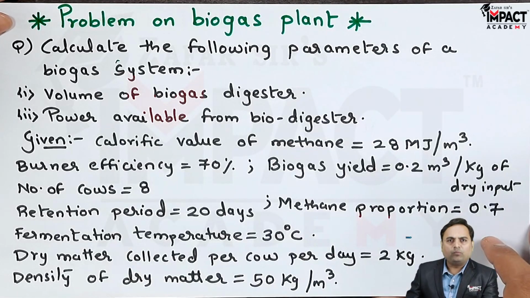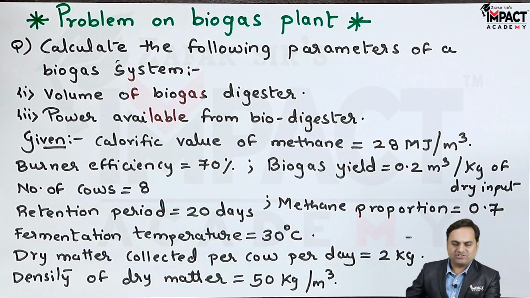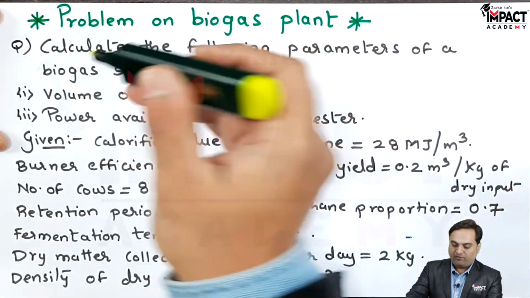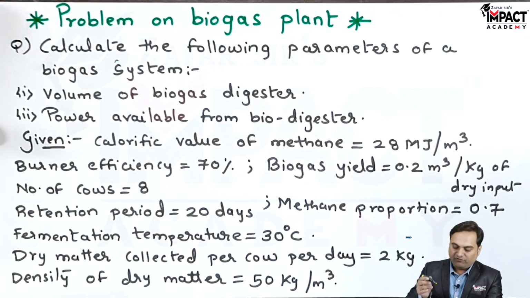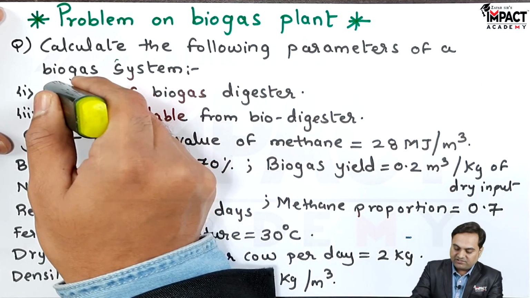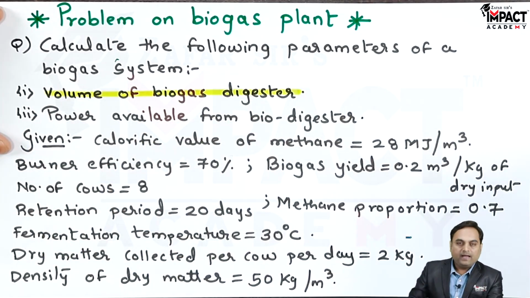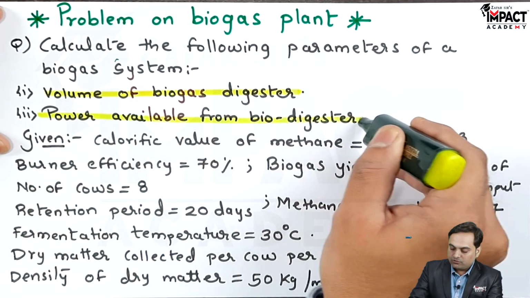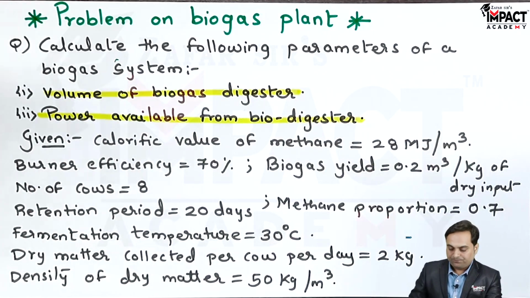Now let us see a problem on biogas plant. Here is the question. It is given: calculate the following parameters of a biogas system. We have to find the volume of the biogas digester and the power available from the biodigester. So these two are the questions.